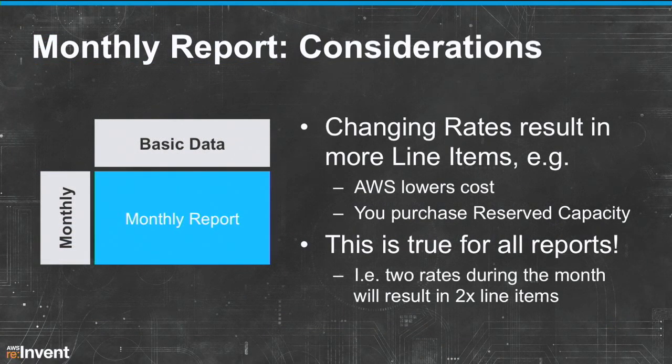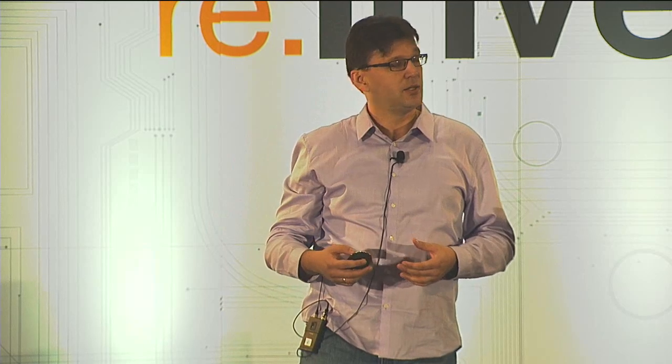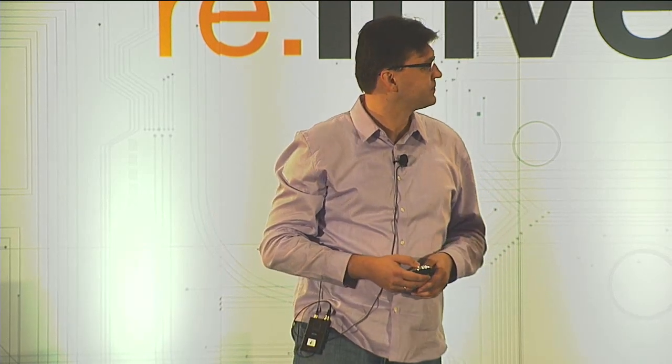OK, a couple of considerations about the monthly report. Number one, if at any moment during the month a rate changes, that will produce more line items on your report. That is because we produce line items for unique rates. For example, if AWS lowers the cost during the month, or if you purchase reserved instances during the month, that will produce a unique rate. And that will add to your report. By the way, this is true for all reports.